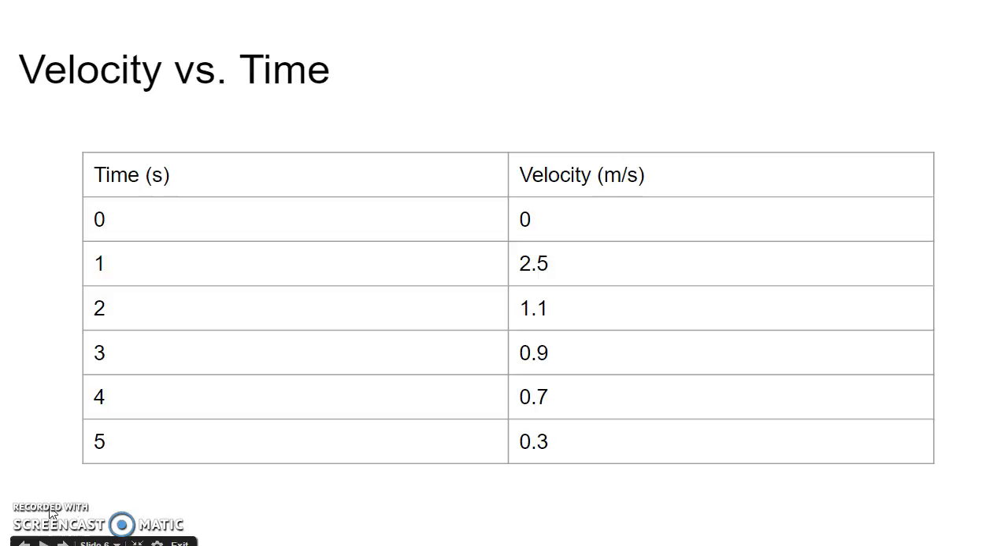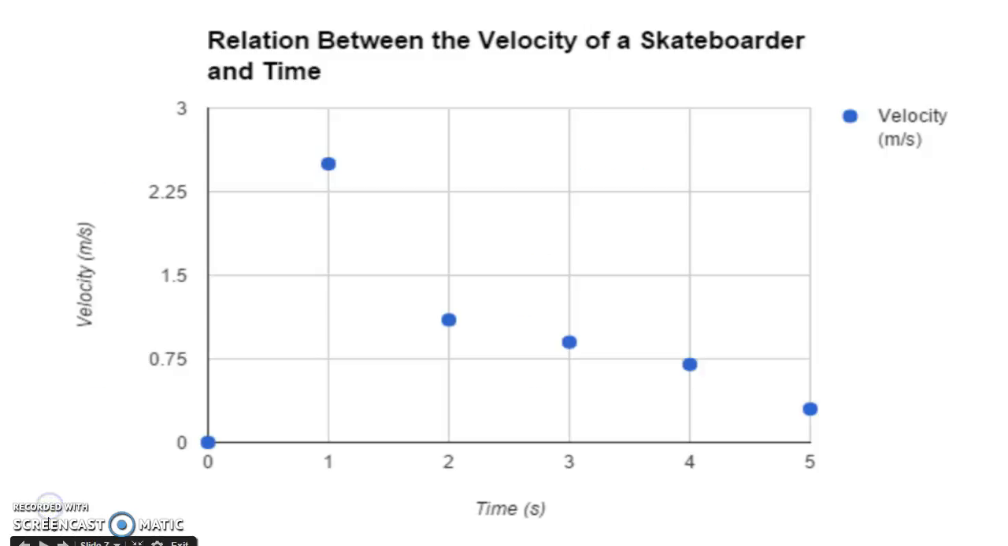Here is a chart of his change in velocity over time. Again, you can see the rapid decrease in velocity with each passing second. In this velocity versus time graph, you can see the steep decrease in velocity after the first second. It decreased by about 1.4 meters per second. And from there, the velocity continues to decrease, being about half of what the velocity was in the previous second.